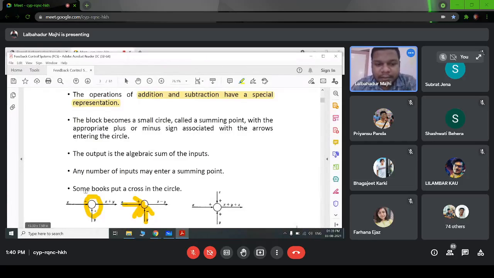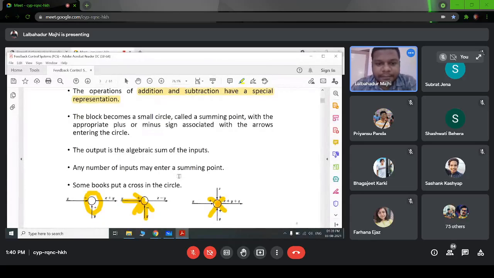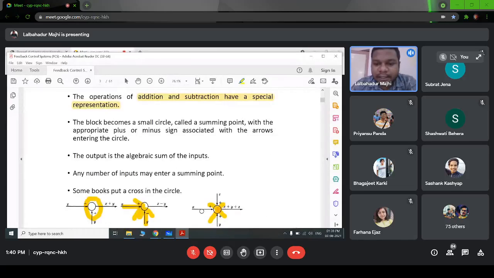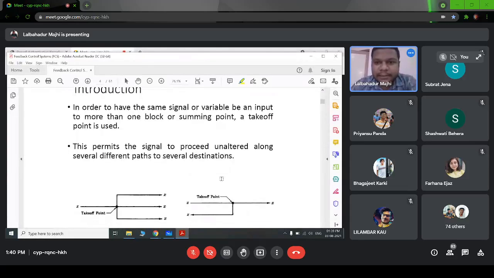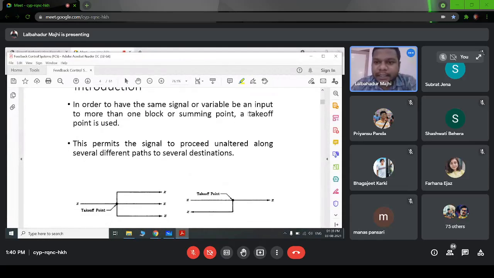In some books or examples, you will find a small cross symbol placed inside this circle, inside the circle, not outside the circle. We will see that. So this is called a summing point. Clear? The first one is the summing point, which is important in our block diagram algebra. Similarly, the next one is called a takeoff point. We will see what a takeoff point is.